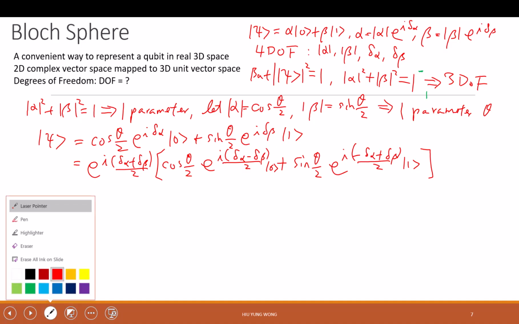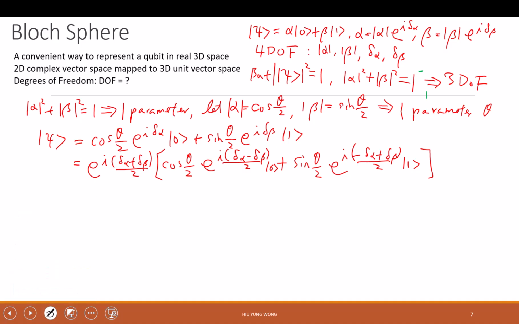Okay, so now this is what I'm going to do. I define this one, gamma, equal to delta alpha plus delta beta divided by 2. I also define phi, a new variable, equals delta beta minus delta alpha. Is that right? Yeah, just delta beta minus delta alpha.